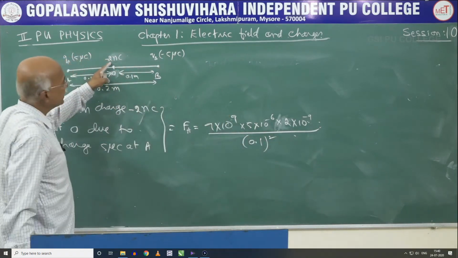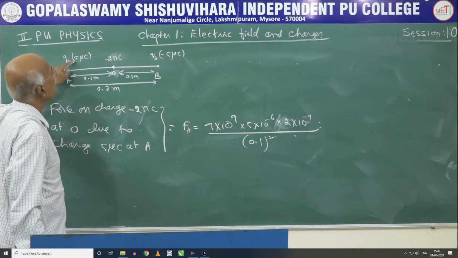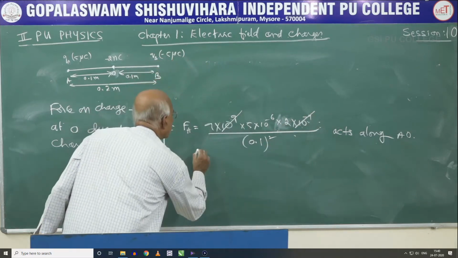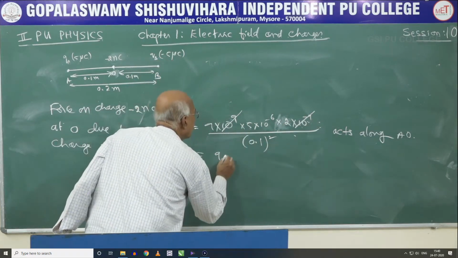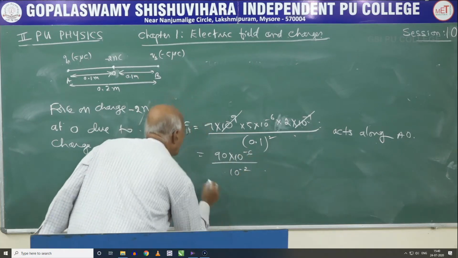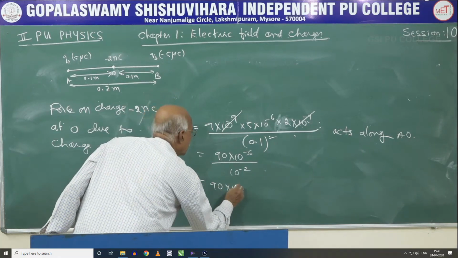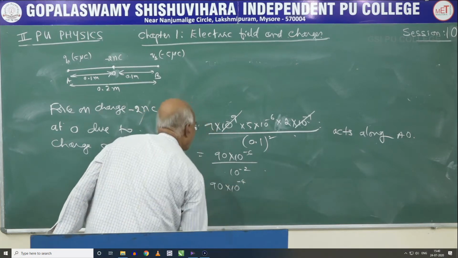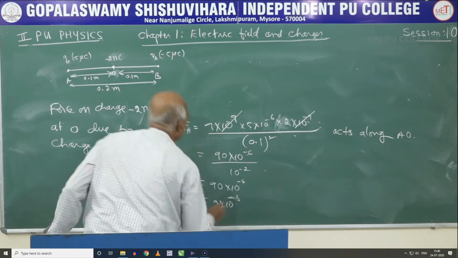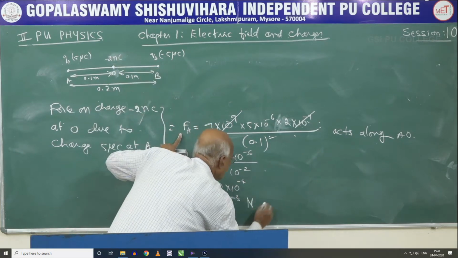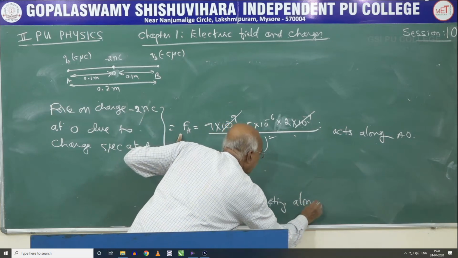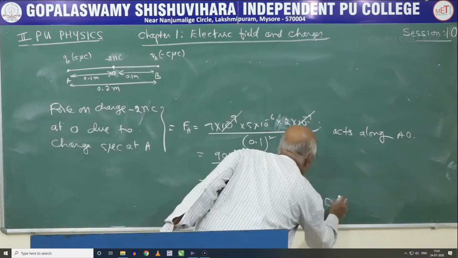Remember that here you have minus 2 nC, and the 5 microcoulomb charge is positive, therefore the force acts along OA. So this is equal to 90 into 10 to the power of minus 6 divided by 10 to the power of minus 2, which is equal to 90 into 10 to the power of minus 4, or otherwise 9 into 10 to the power of minus 3, and since it is a force, it is in Newton, acting along OA.